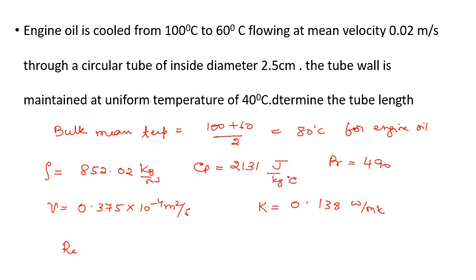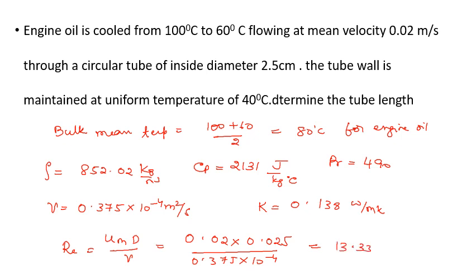To find out the Reynolds number, it is equal to UMD by nu, that is equal to 0.02 into 0.025 divided by 0.375 into 10 to the power minus 4. It turns out to be 13.33. Hence, the flow we got is a laminar one.